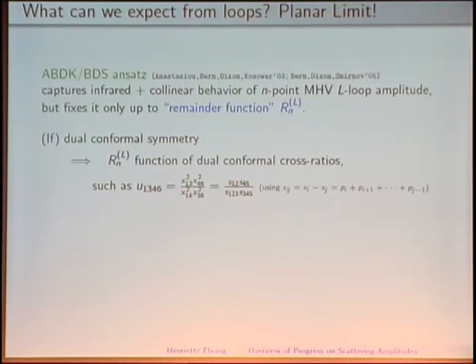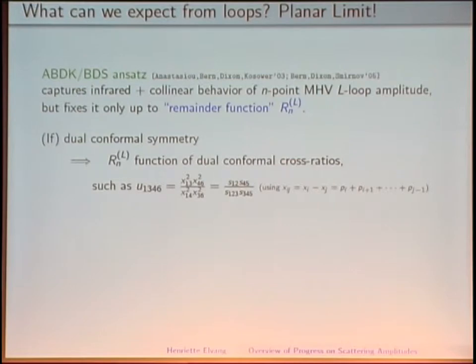How much can we actually expect of loop amplitudes? Can they actually even be as simple as we hope, or is it just the tree level that is simple? Well, there's an ansatz by BDS for loop amplitudes at L-loop order in the NMHV sector, going up to any number of points, and this ansatz captures the infrared and collinear behavior of the amplitudes. But it only fixes the amplitude up to a certain remainder function that can appear.